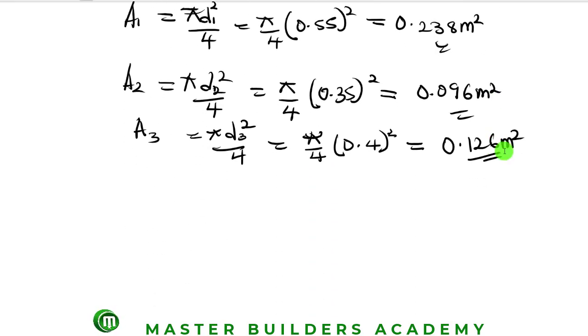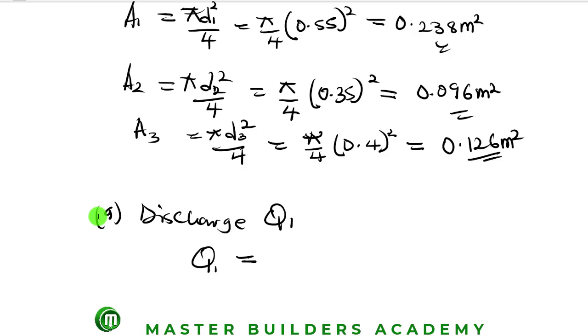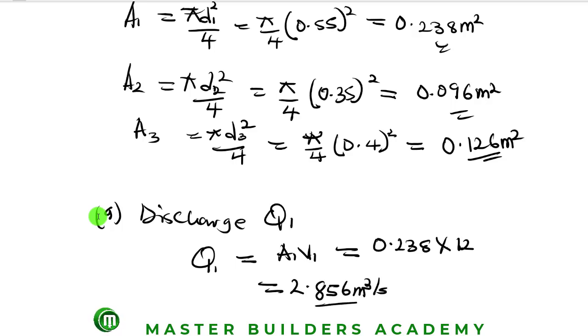So question A is that we should find the discharge, which is Q1. So we understand that Q1 is equal to A1 V1. And then what is A1? We just know that A1 is 0.238 multiplied by velocity 1, which was given to be 12. And then when we multiply this out, the discharge would give us 2.856 meter cube per second.